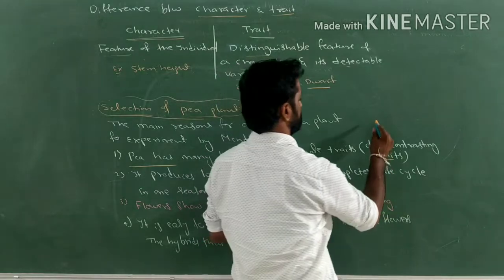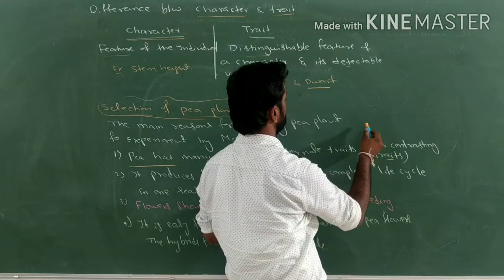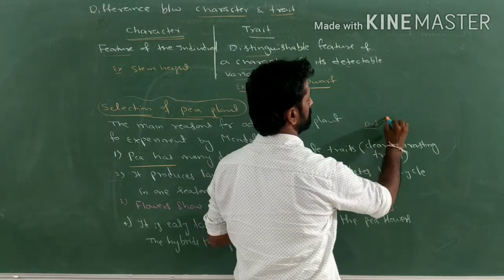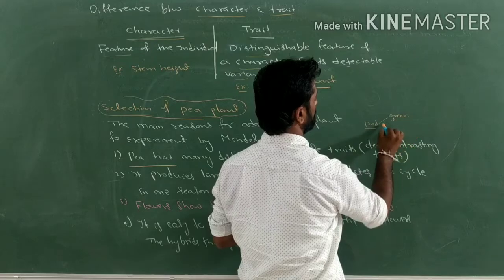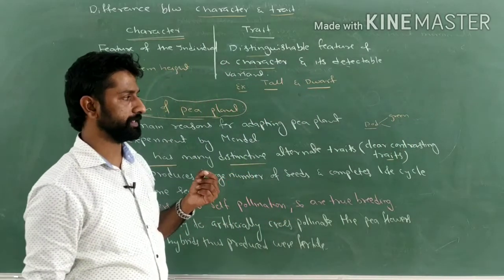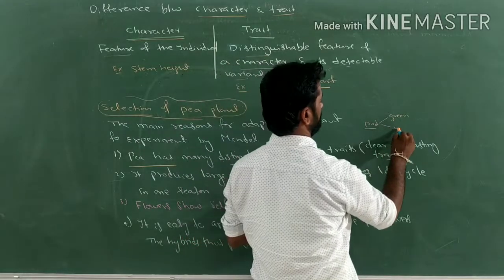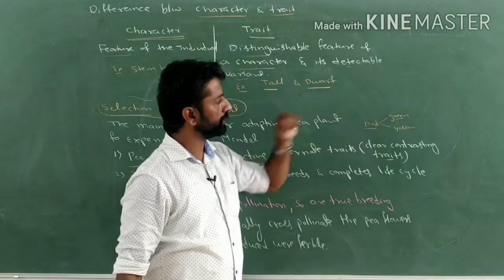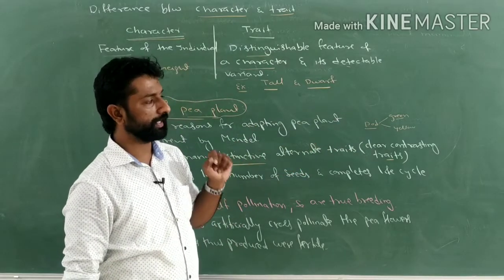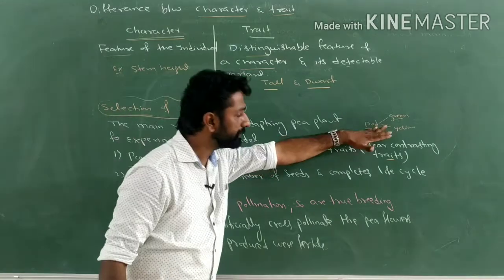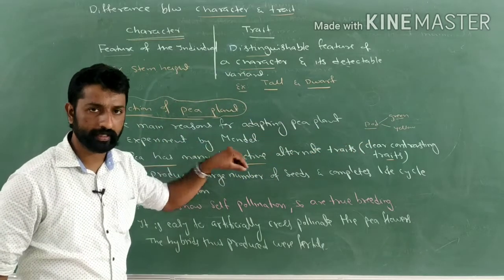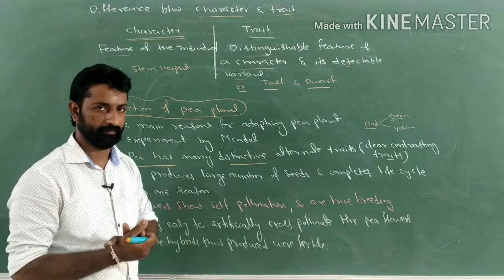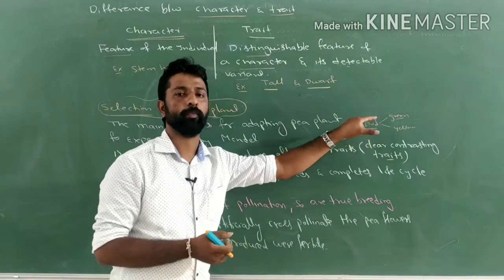Let us understand this with one example. For example, here the pod color is considered. If one pea plant has a green pod, another will have a yellow pod. So here pod color has two distinct detectable variants, that is the green pod and the yellow pod. Like that, many distinctive alternate traits are present in the pea plant, so he selected that plant. That is one reason. You will come to know later what the pod means.